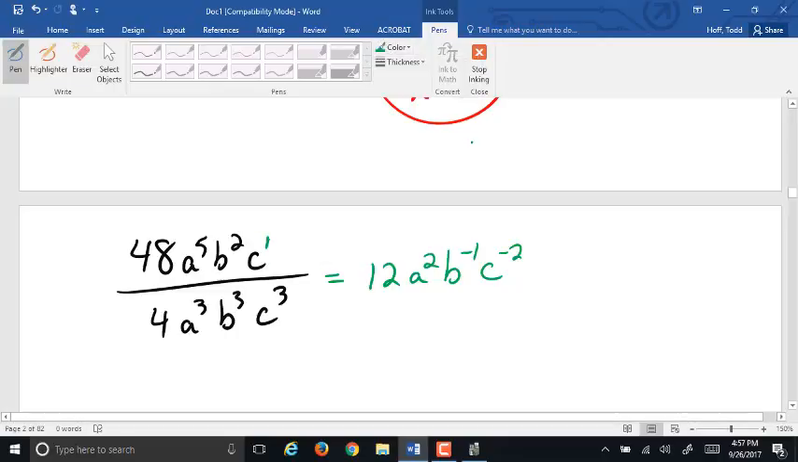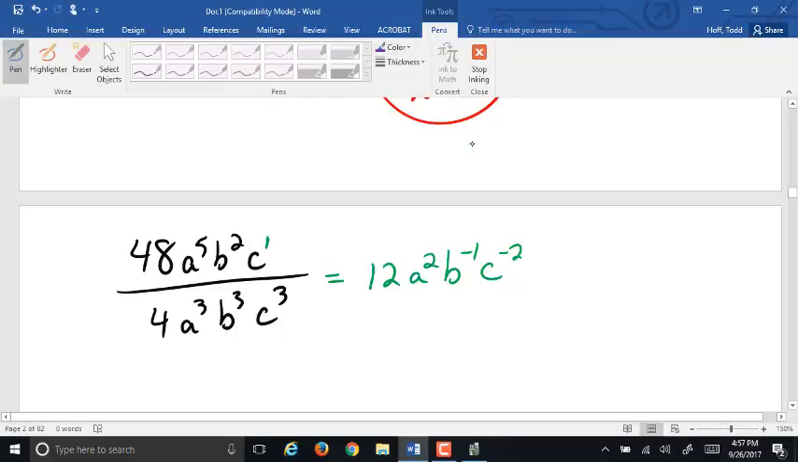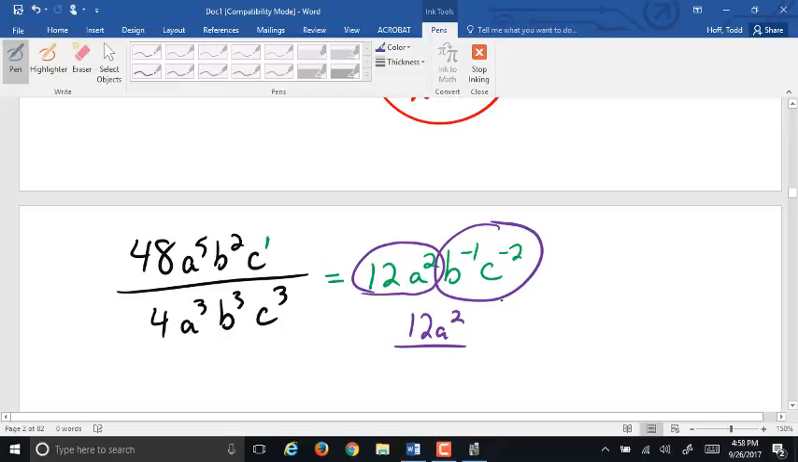Now the question is, what stays on top? Well, basically anything that doesn't have to change stays on top. So the number doesn't have to change, and a squared is already positive, that stays on top. Everything with a negative power has to move to the bottom. So the b to the negative 1 is going to go to the bottom, it's just going to be b to the 1, or b. C to the negative 2 moves to the denominator. We just lose the negative, it becomes c squared.